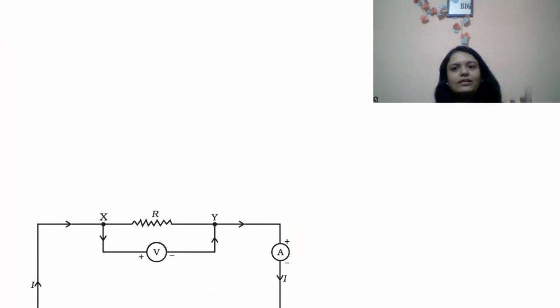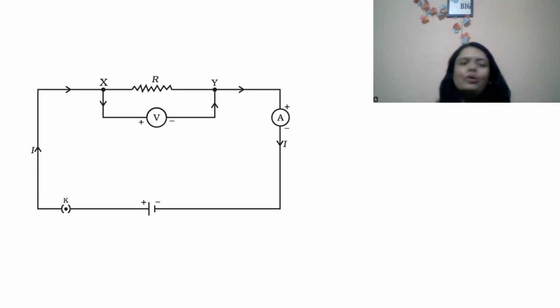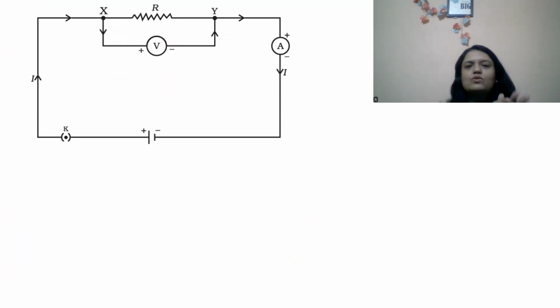Yes, we can do that. So for that case, what do we do? We take a circuit. In the circuit, as you can see in the figure, there is a resistance R, there is a voltmeter connected, there is a key connected, a battery is there, and an ammeter is there. Current is flowing through the circuit, right? So now what will happen?